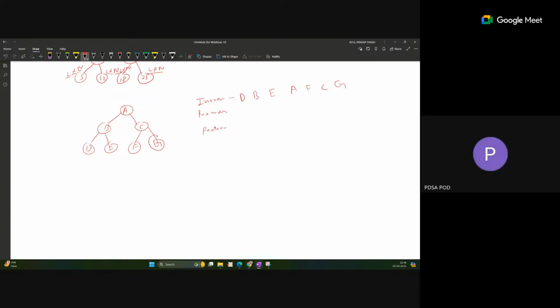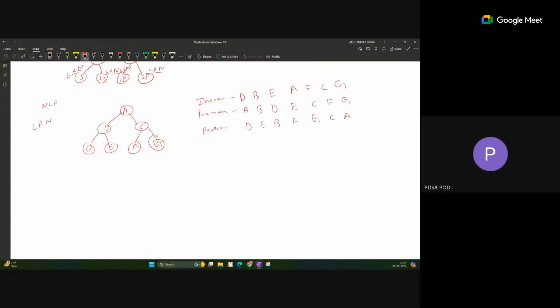Okay, that is the in-order traversal. Then pre-order traversal will be N L R: A, then B, then D, then E, then C, then F, then G. And post-order is L R N: D, E, B, and then F, G, C, A. Yeah, correct. Now this order is given here, and you cannot figure out which value is smaller and which value is greater. Now this is simply a binary tree.